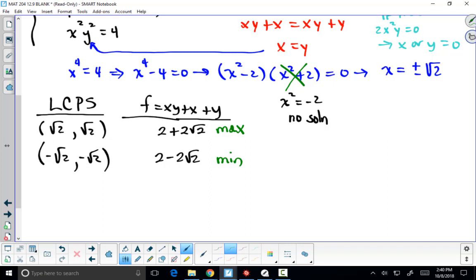Does Lagrange work with 3 dimensions? Yes, 4 dimensions and all forms of dimensions. We will do one shortly. 3 dimensions, yes. You can keep on doing it.